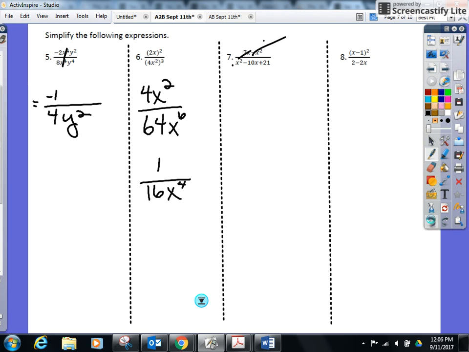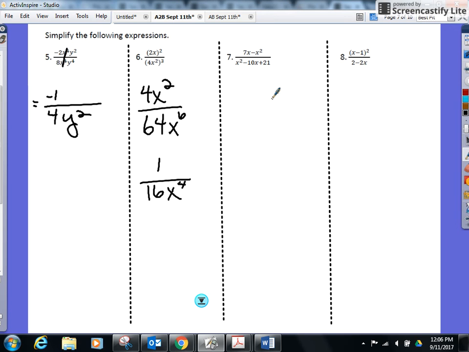So if I can't start crossing everything out, what can I do first? Well, you tell me. What's it look like I can do to that denominator? X squared minus 10x plus 21. Last 2 days we've been doing it. Factor. All right, somebody's job right now is to factor that for me. X squared minus 10x plus 21. Brianne, you're up here. Nice job. Perfect.